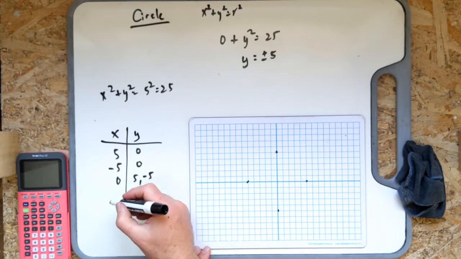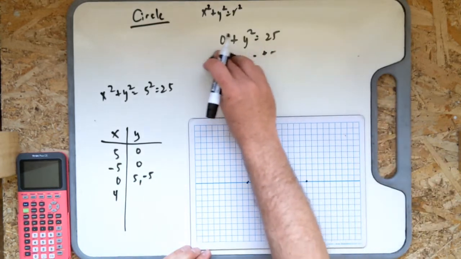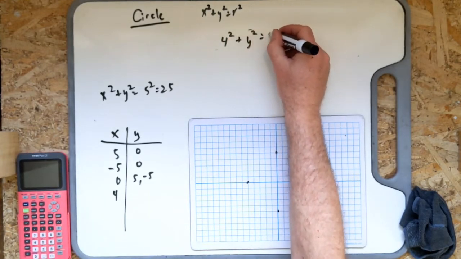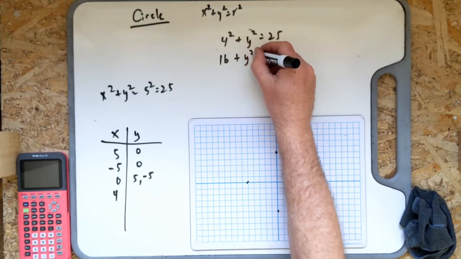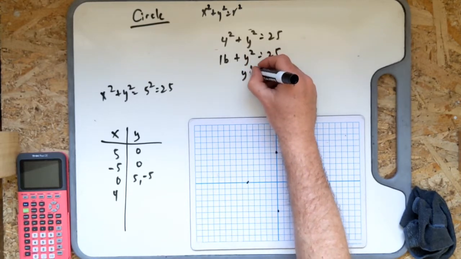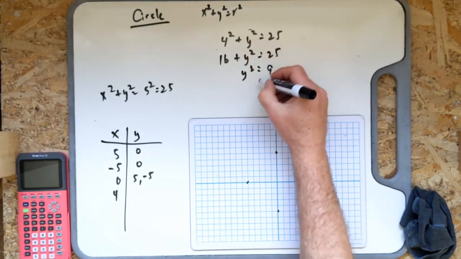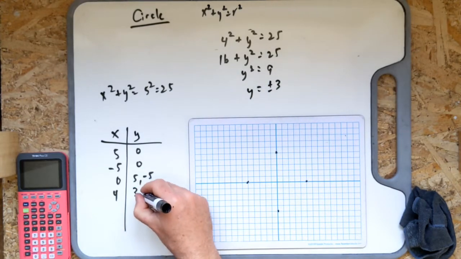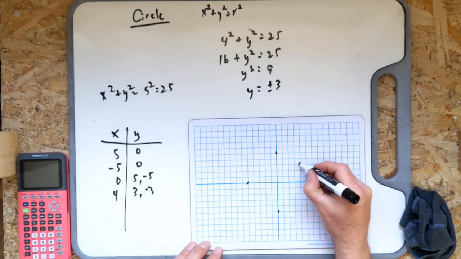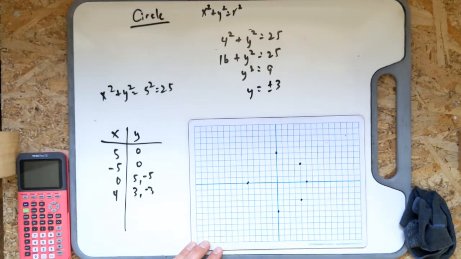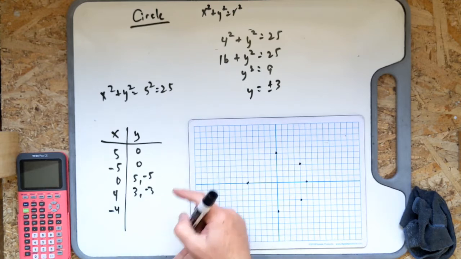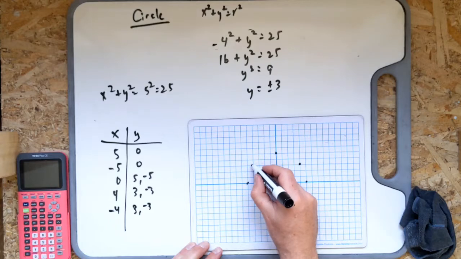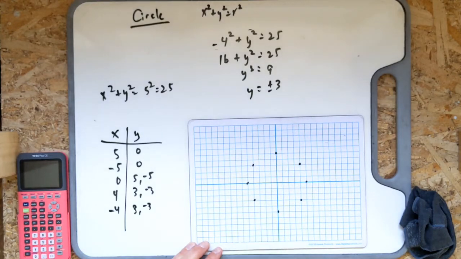I'm going to take a couple intermediate points. I'm going to put in 4. If I put in 4, I get 4 squared plus y squared equals 25. 16 plus y squared equals 25. Subtract 16 from both sides, and I get 9, and y is not again 3, but plus or minus 3. And let me graph those points. 4, 3, 4, negative 3. Put negative 4 in, I'll get the same thing, because negative 4 squared is also 16. And I get negative 4, 3, and negative 4, negative 3.